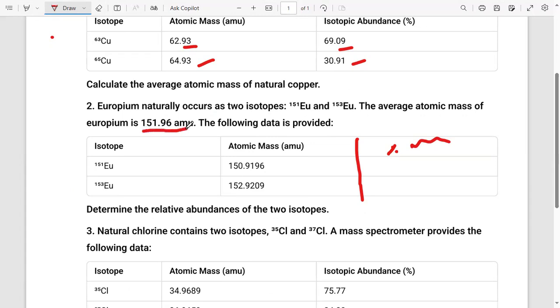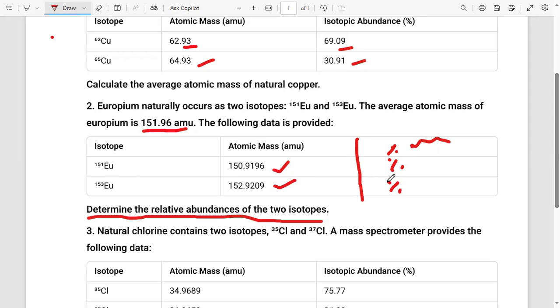151.96 atomic mass units. So they've already calculated using these 2 isotopes. The following data is provided: for europium 151, we have this atomic mass, and for europium 153, we have this atomic mass. The question now is to determine the relative abundances of the 2 isotopes. So we have to find the percentage of this one here, and we also have to find the percentage of this one.